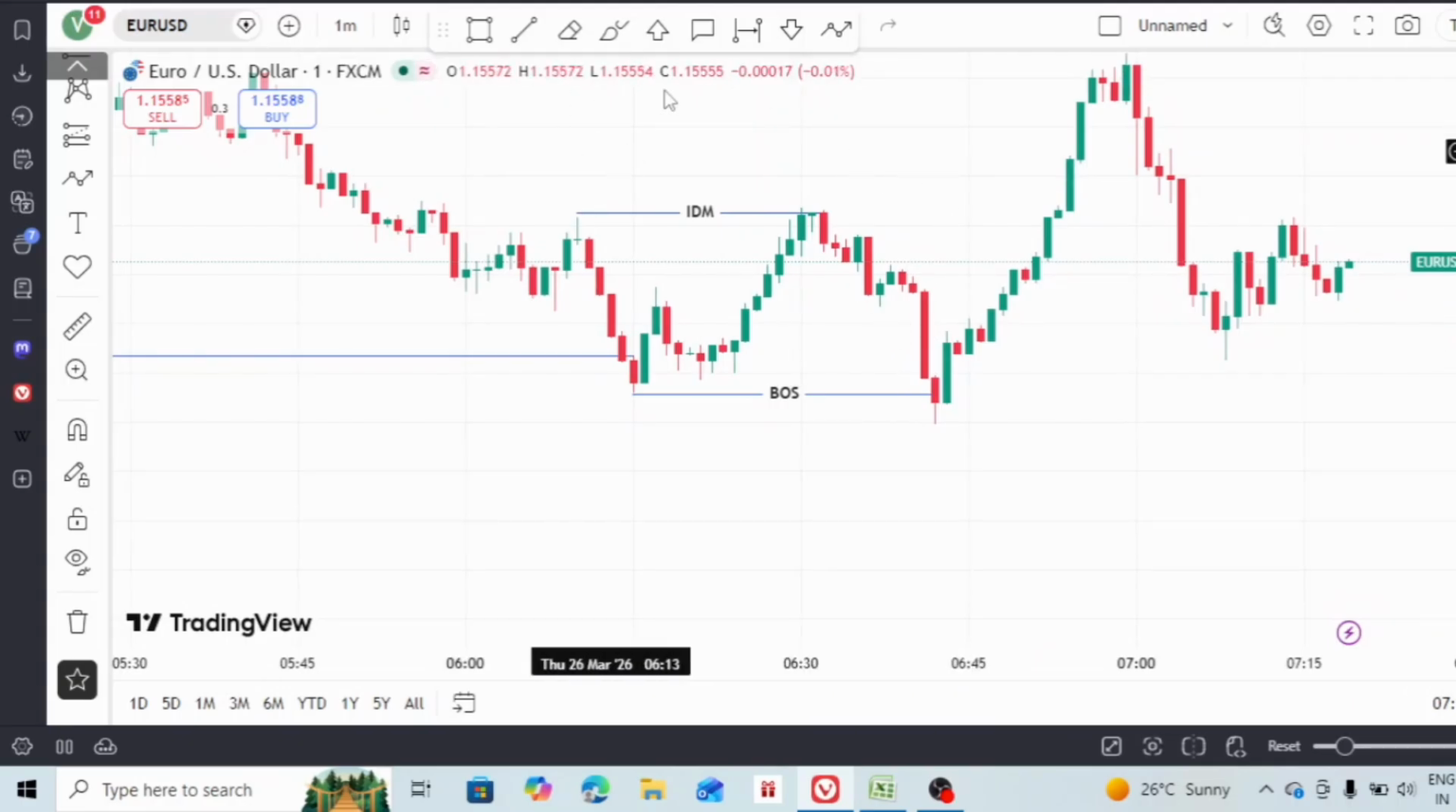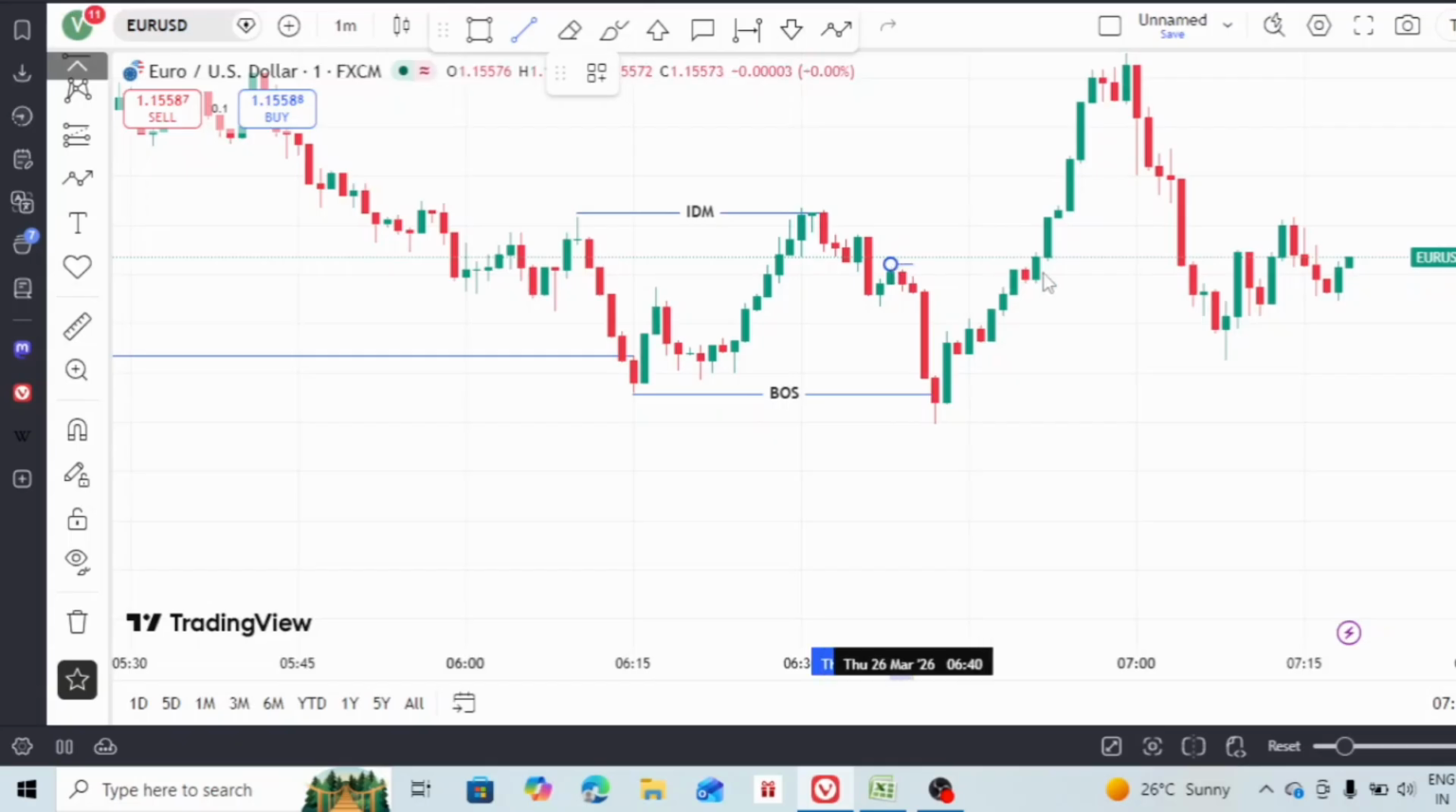Do we have any inducement here? Yes, see the market, it went down. This is our major candle. The major candle high has been swept, and then it went down. We have the pullback here, so this is the inducement.